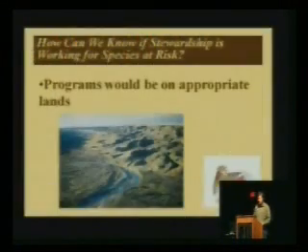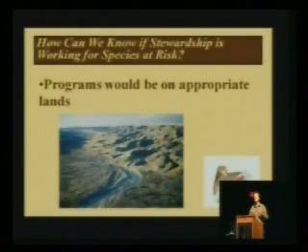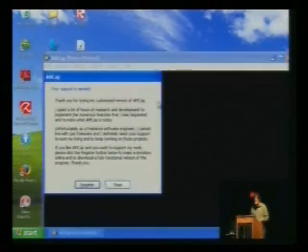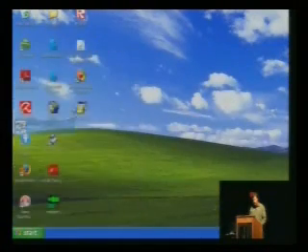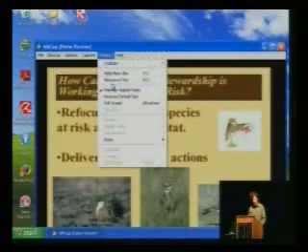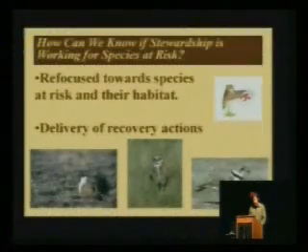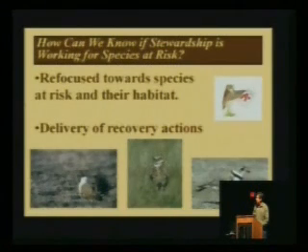So how would you know if stewardship is working for species at risk? What are we going to do to satisfy the critics who are saying we should only be managing species at risk through laws and regulations and court cases? First of all, programs would be on appropriate lands, in suitable habitat within the range of species at risk. Stewardship programs would be refocused towards priority single or multiple species at risk and their habitats. Programs would have a direct focus on the delivery of recovery actions that are identified in provincial and national recovery plans.